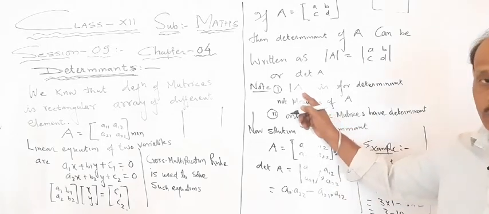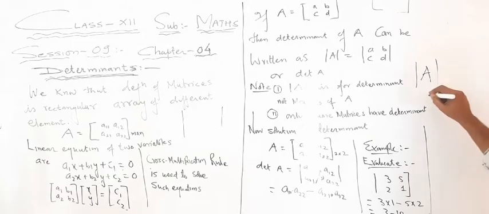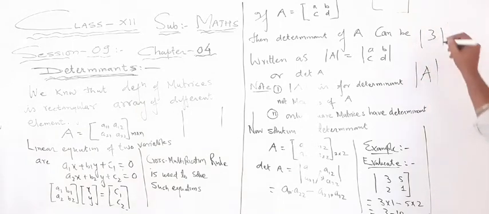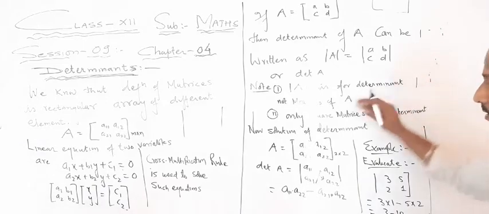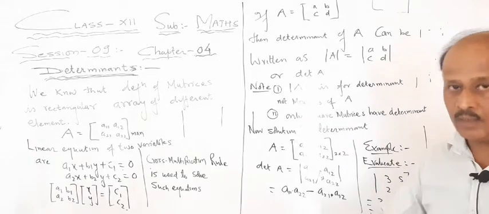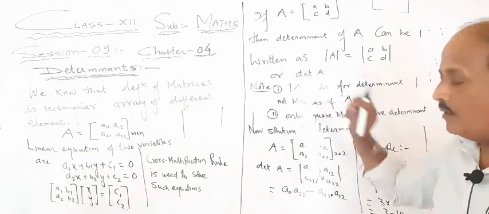This symbol was used for modulus. Remember that mod values or modulus. Many times in mathematics we use mod of 3 or mod of minus 3. But remember in this chapter, don't be confused. This is not the symbol for modulus in this chapter. This is the symbol for determinant A.